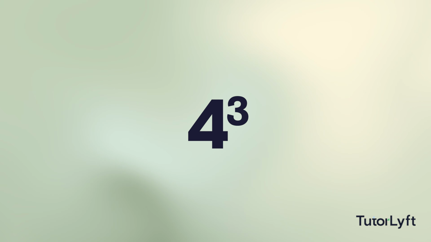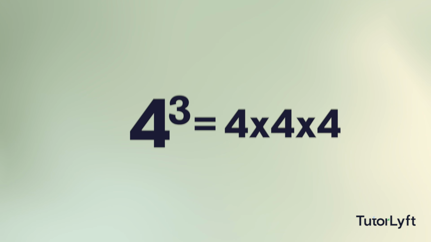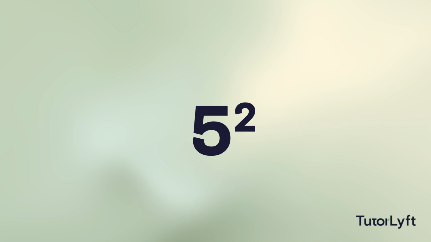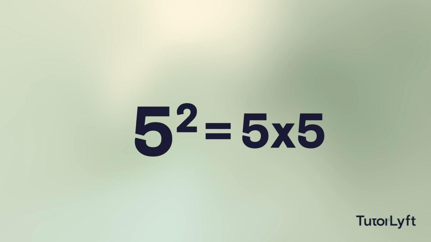Here are a couple of examples for you to try. 4 cubed means 4 multiplied by itself 3 times. So it's 4 times 4 times 4. 5 squared means 5 multiplied by itself twice, so 5 times 5. By now you should have a solid grasp on what exponents are and how they work. You've learned how to read exponents, understand their meaning, and simplify basic problems.